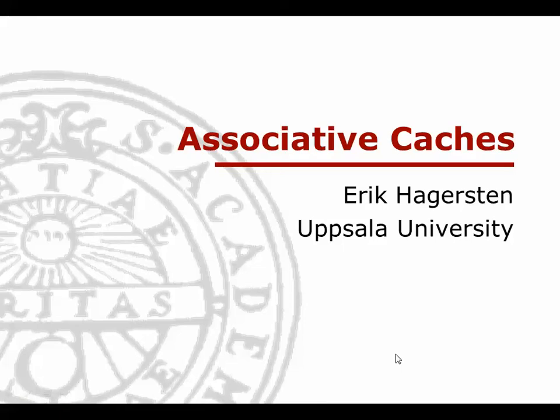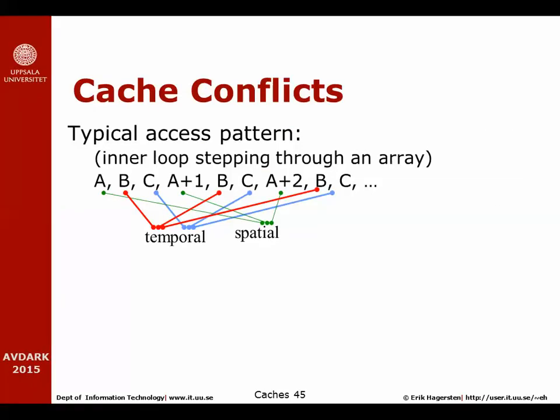The third important parameter for a cache design is the associativity of the cache. Let's first look at this access pattern example. As we said before, we may have some spatial locality and we have some temporal locality explored in this access pattern. And I said that this could, for example, be from the inner loop of an application: A, B, C, A+1, B, C, A+2, B, C, and so on. And this works well in a cache where you can explore the temporal locality as well as spatial locality.